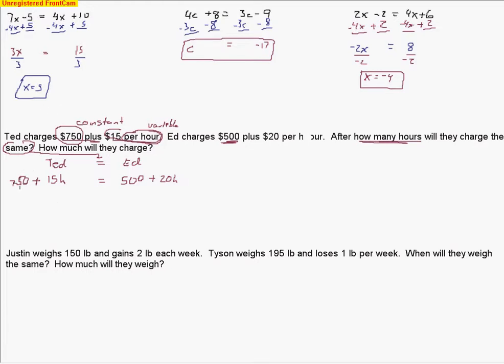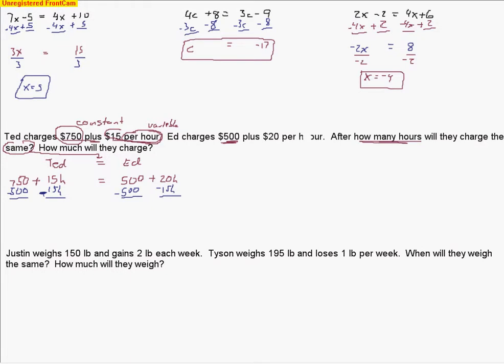And so now we're ready to solve, just like we had before. And so what we're going to do is just opposite operations. This time I'm going to go ahead and bring the 500, the constants, to the left. That way I don't have to deal with negative numbers. I'll bring the variables to the right. And so I need to subtract and not add there. So subtract the 15h from both sides.